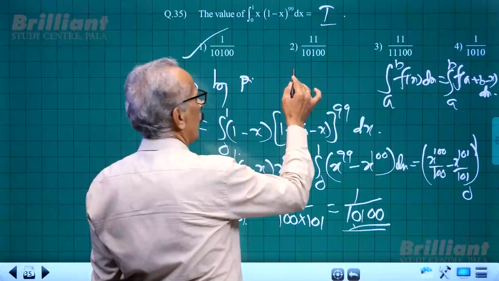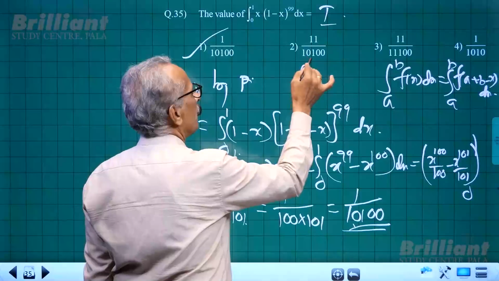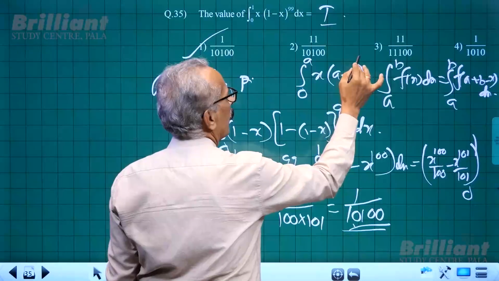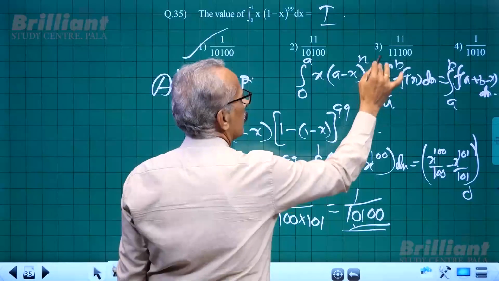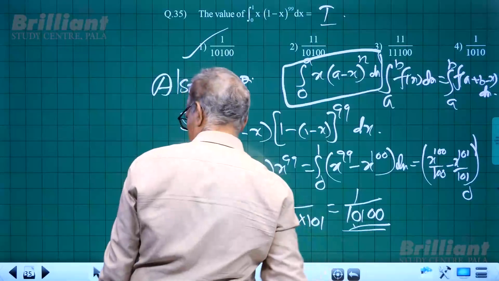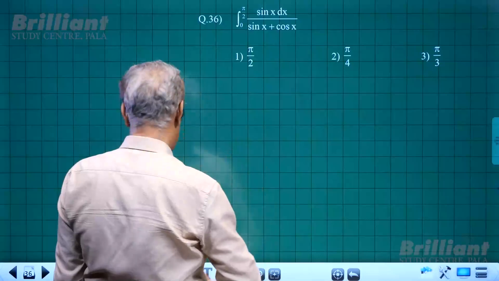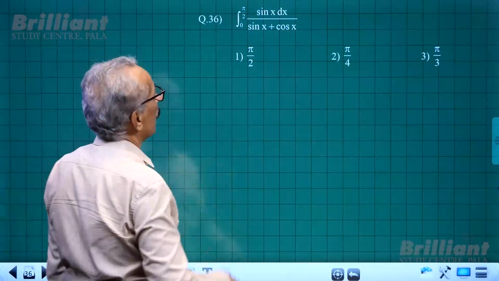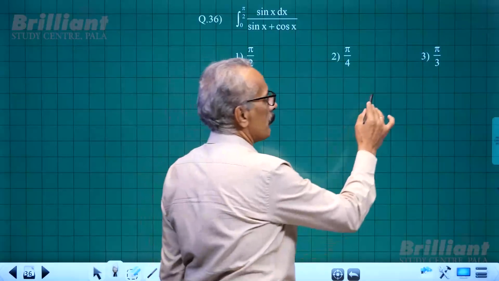Okay, do it as a homework. Integral 0 to a, x into a minus x to the power n dx. And remember that formula. On to the next question. That is integral 0 to pi by 2. It's a very important type of question you should remember. Always remember this.